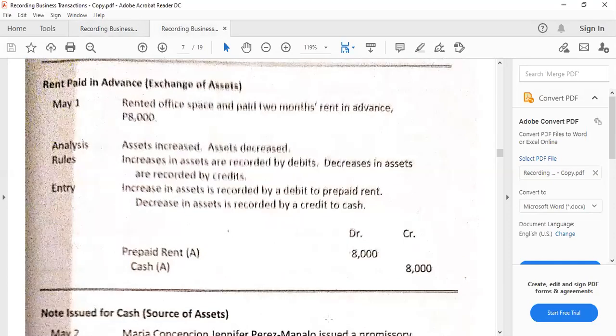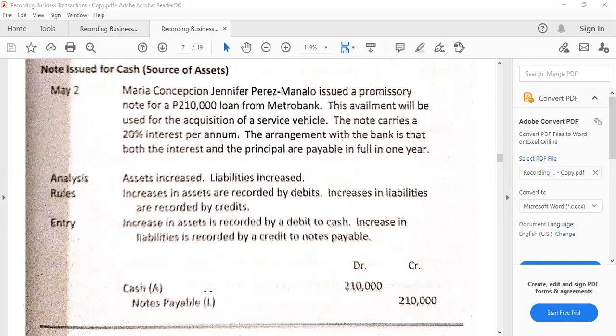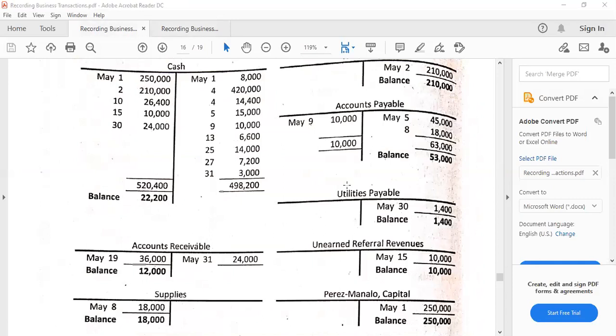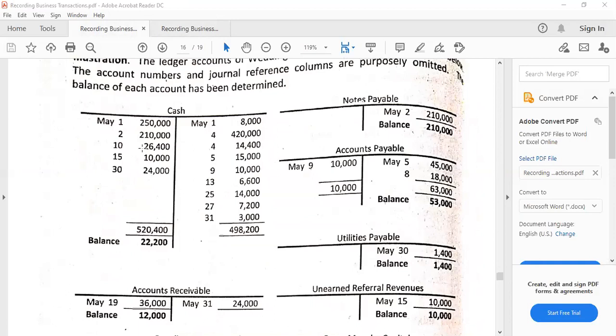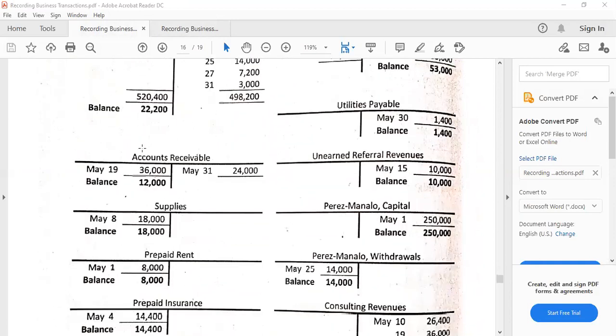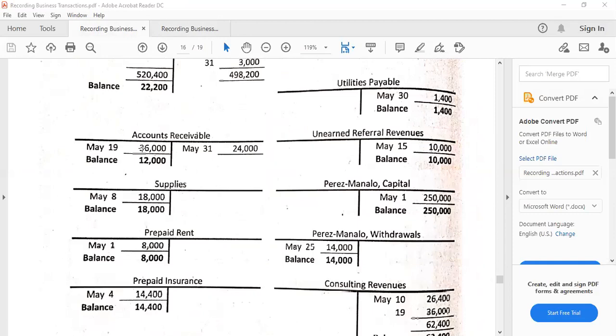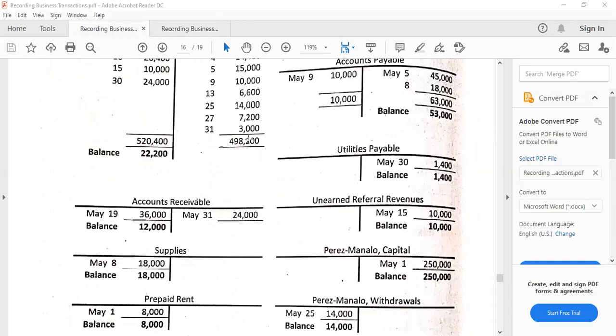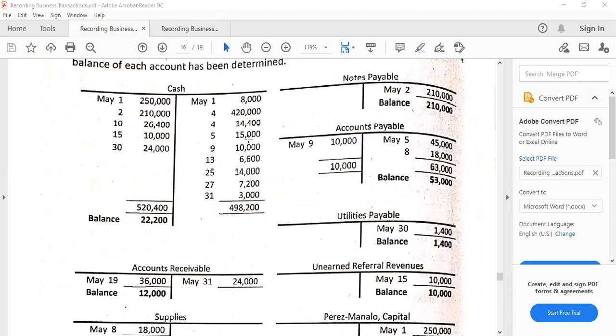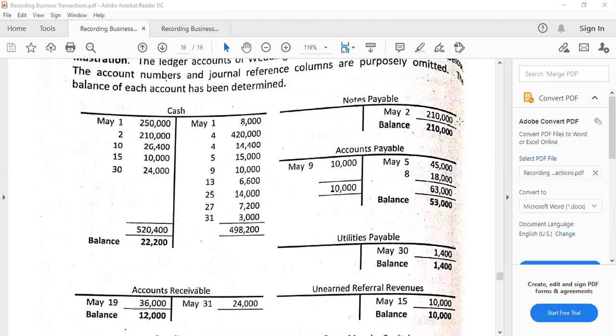For the third transaction, here, May 2. Debit cash, 210,000. Credit notes payable, 210,000. So let's go back to the T account. Here, debit cash May 2, 210,000 and credit the capital account. No, it's not the capital. It is the notes, rather. Notes payable, because we're done with the capital a while ago. So May 2, 210,000. Here it is, 210,000. And then we just have to continue the process.